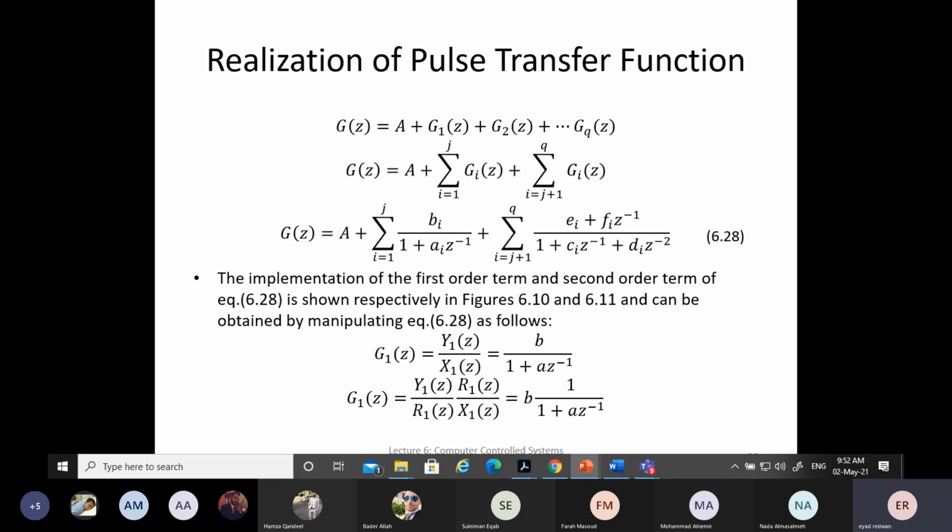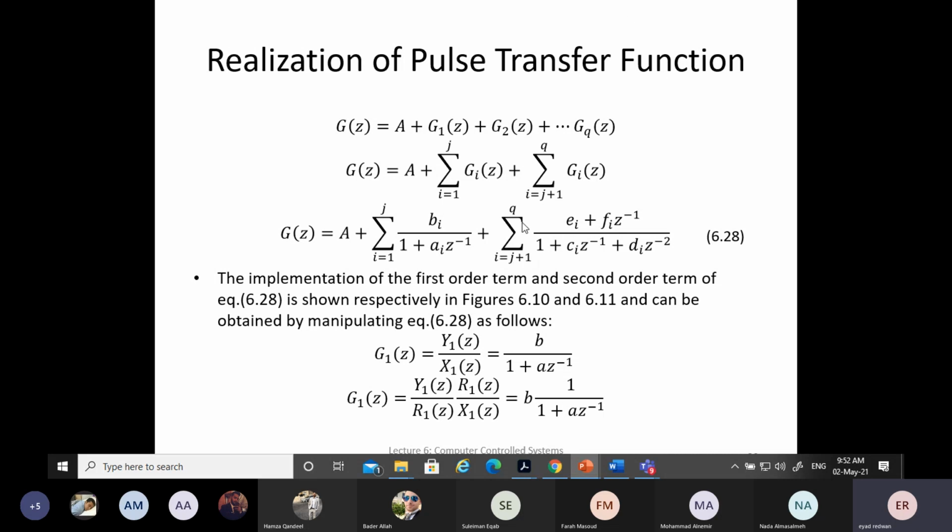Now, the general form, we know that for first order terms in the partial fraction method, it will be of the form of a constant over 1 plus a constant times z inverse. I mean, first order term here, as you can see in the denominator. And as many as it takes to represent the function. Maybe there are two first order terms, 3 first order terms. It depends on the function that you have.